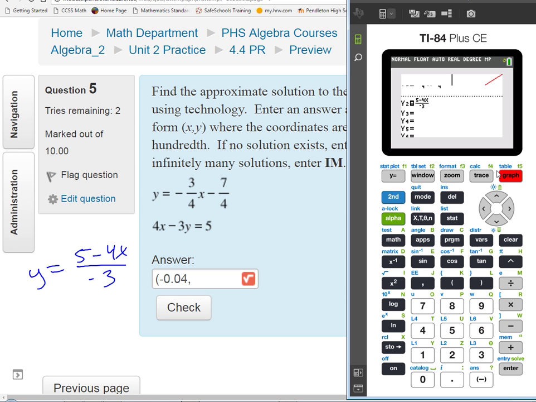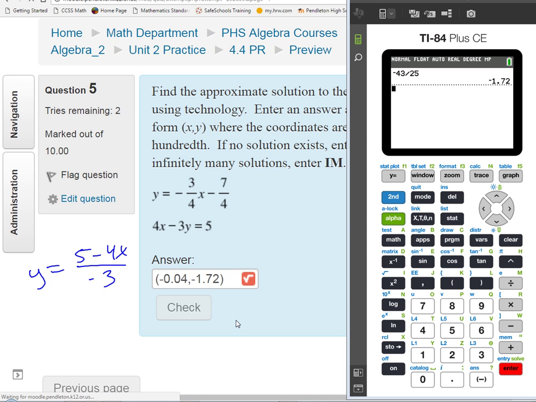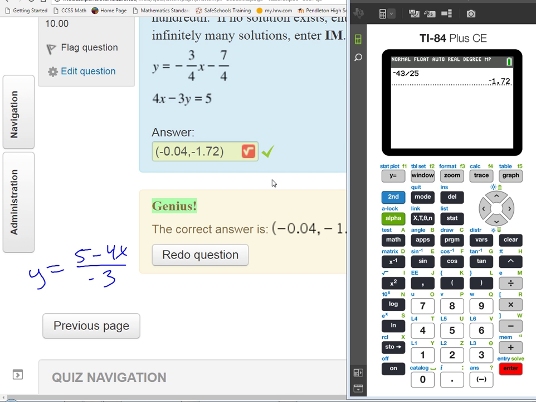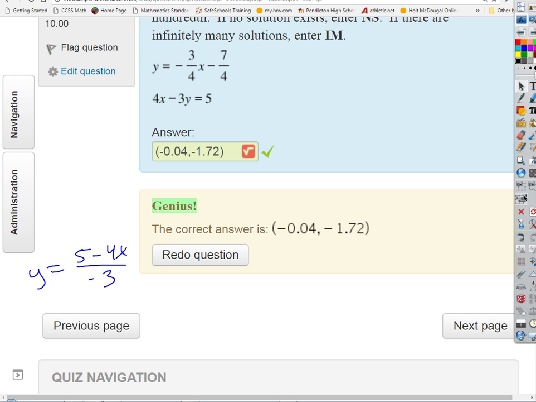So what I would have to do in this case is find out what negative 43/25 is. So on my calculator, to find that y value as a decimal, I would just go negative 43 divided by 25 gives me negative 1.72. Okay, there it is. Okay, let's do another one.